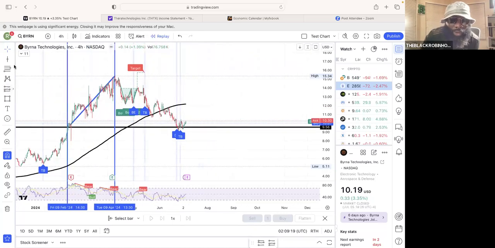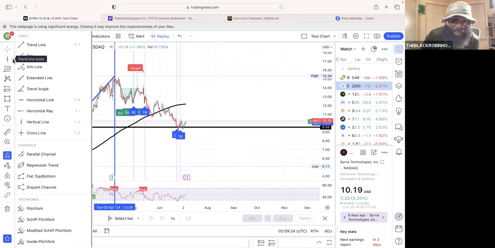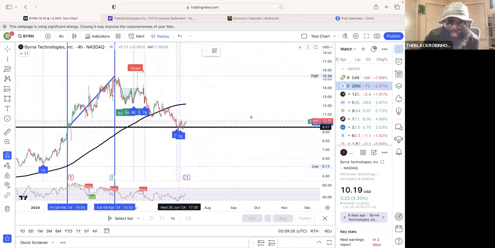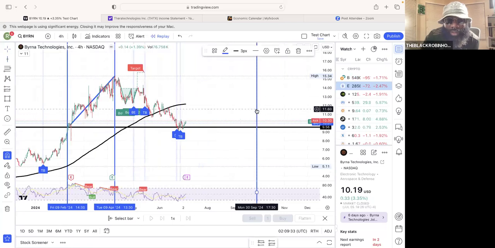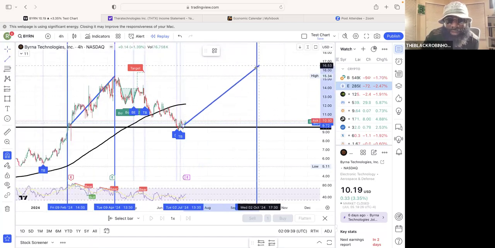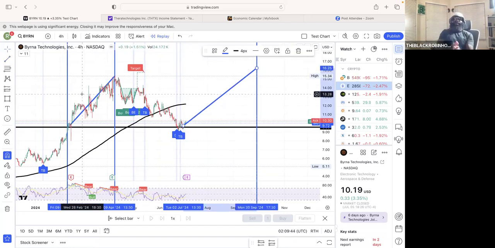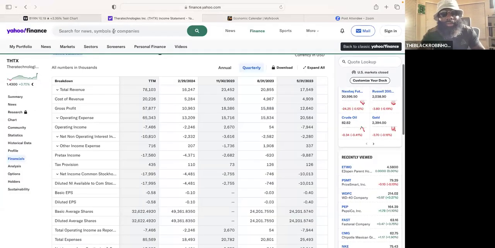So basically, if you want to capitalize on it going from 10 to 15, if they beat, you got to go February, 2 months out. So September. So if you want to see this happen, you want to do this. I like it. BYRN. Let's look.